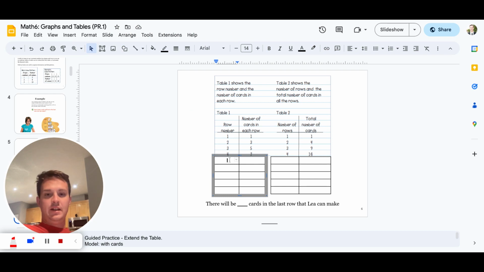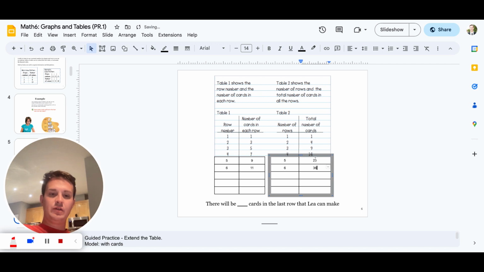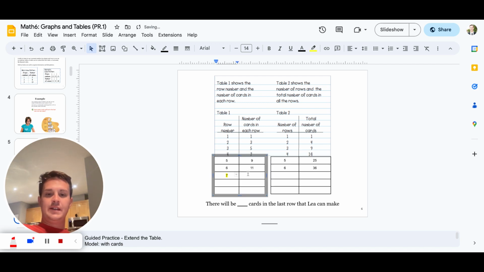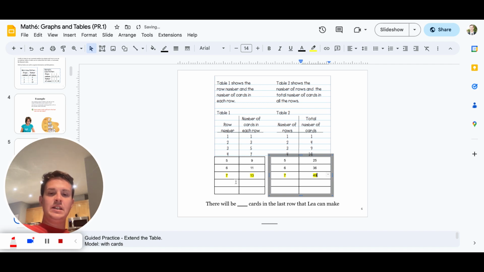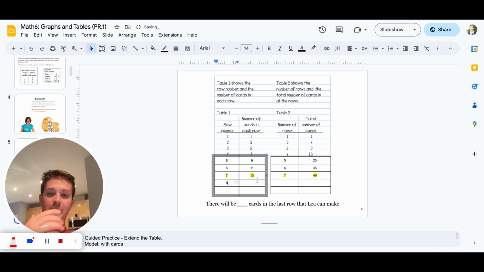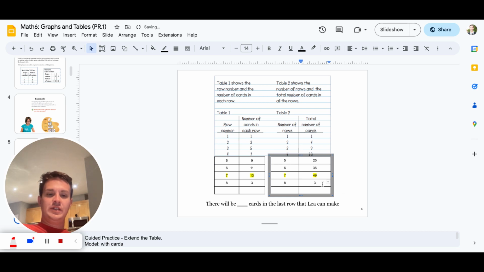Well, in her 5th row, she'll have 9 cards in that 5th row. And so that will mean that by the 5th row, she'll have used 25 cards in total. Then in that 6th row, she'll use 11, which means that by the time she's done 6 rows, she'll have used 36 cards total. 25 plus 11 is 36. And that 7th row, she'll have used 13 cards, which 36 plus 13 is 49. And then she's not going to be able to make a full 8th row. She's only going to have 3 cards left over. And so she's going to stop that pattern there.